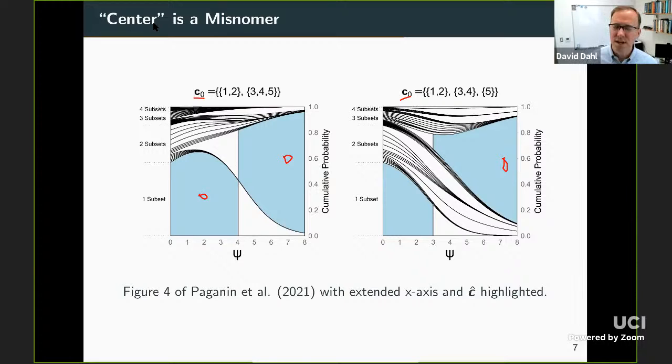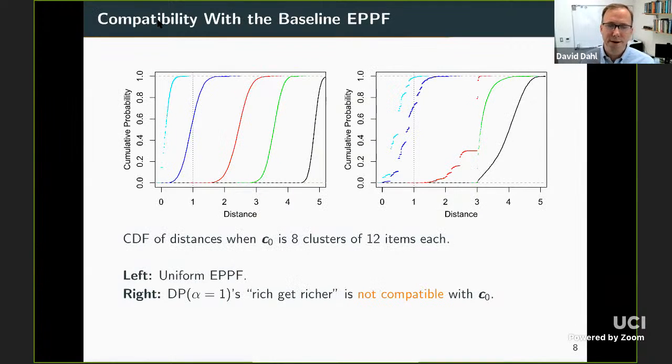We're not really centering the distribution about the best guess. Rather, we have a best guess in C0, and we also have a baseline EPPF, and those two things are competing with each other to define the partition distribution. And we think that illustrates the next point, which is that there could potentially be an incompatibility between the center C0 and the baseline EPPF.